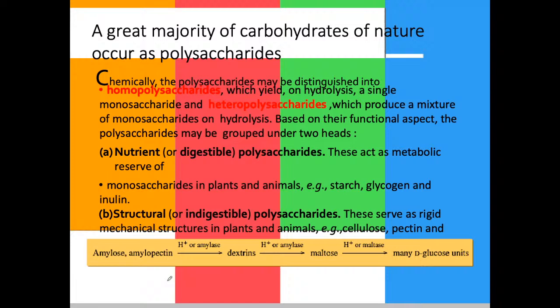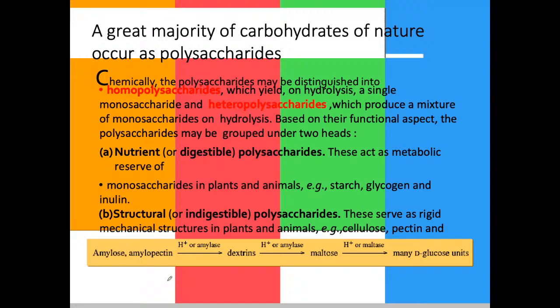The majority of carbohydrates in nature are polysaccharides. Chemically, polysaccharides may be distinguished into homopolysaccharides, which yield a single type of monosaccharide on hydrolysis, and heteropolysaccharides, which produce a mixture of monosaccharides on hydrolysis. Based on the functional aspect, polysaccharides fall into two heads: nutrient digestible polysaccharides or structural indigestible polysaccharides.